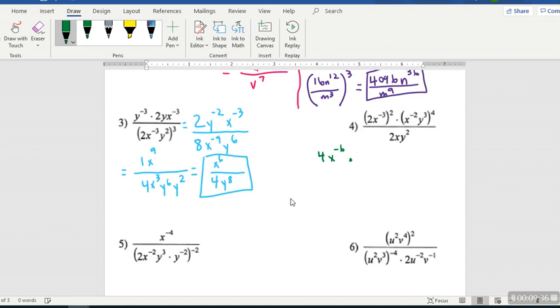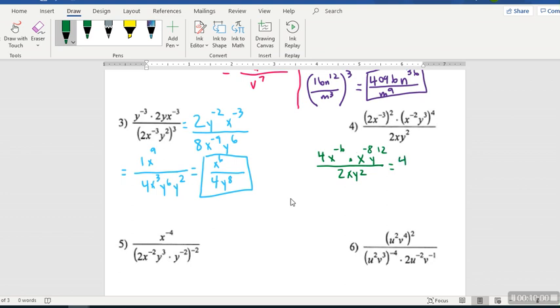We're going to multiply that by x to the negative 2nd to the 4th. It turns into x to the negative 8th. Y cubed to the 4th, that's y to the 12th. And then the denominator doesn't change. 2xy squared. All right, let's combine what we can up top. So 4 times the coefficient of 1 there, we got 4.